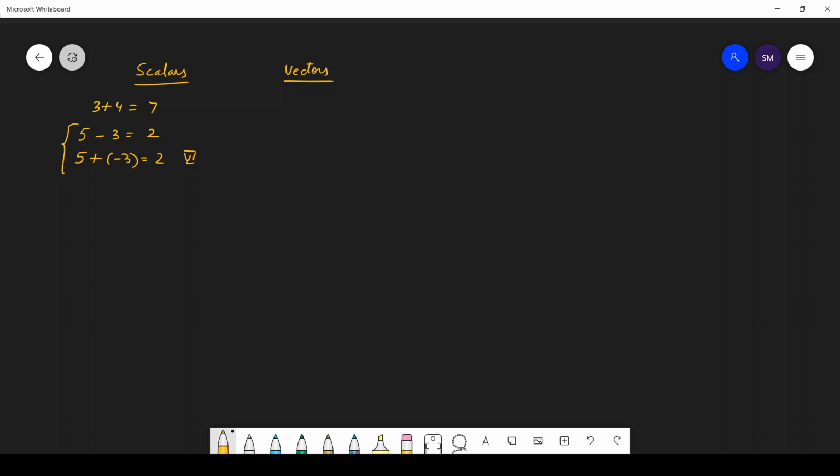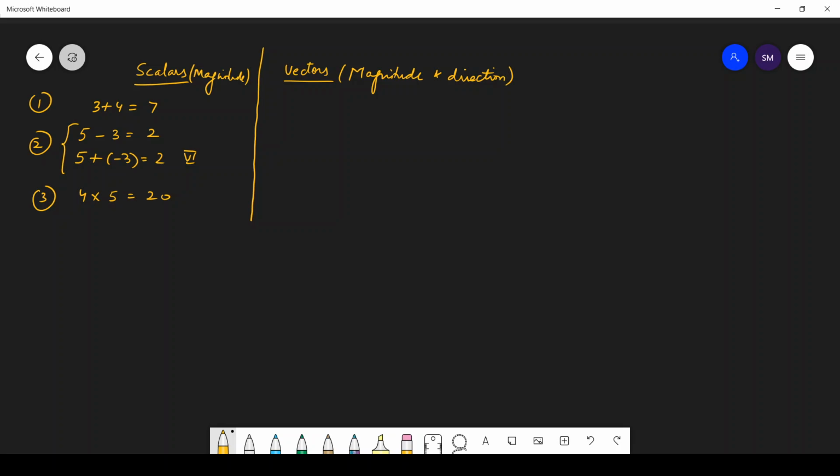And then we have multiplication. 4 multiplied by 5 equals 20. So addition, subtraction and multiplication. Now if you look at the vectors, how do we add vectors? Because scalars have only magnitude, but vectors have magnitude and direction.